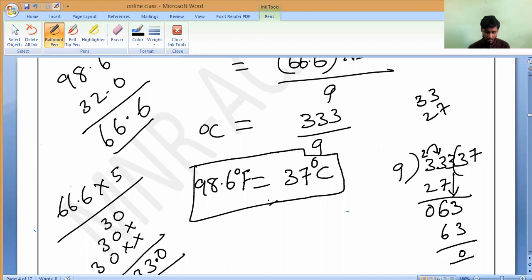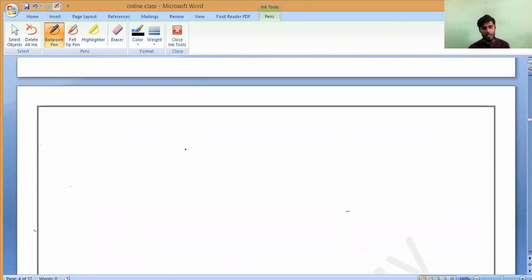Now, I will do it simply. I will make the formula simple, as this formula is a little bit confusing. I will make it simple. In the exam, you can do anything. So, you observe very carefully.